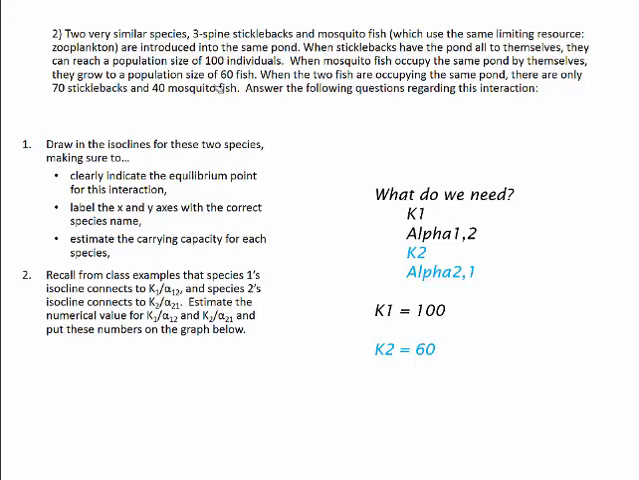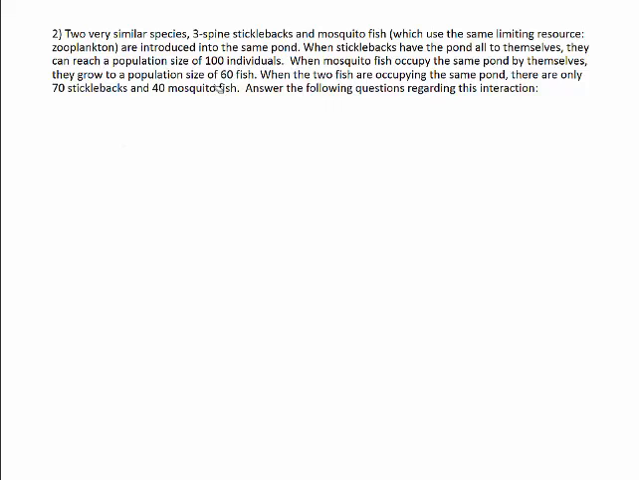All right, so the first thing we're going to do is to figure out what the alpha 1,2 is. So the competitive impact of species 2 on species 1. So let's get organized a little bit more here. Let's designate species 1 as the sticklebacks, and we'll designate species 2 as the mosquito fish. And what do we know about species 1? We know that its carrying capacity is 100.